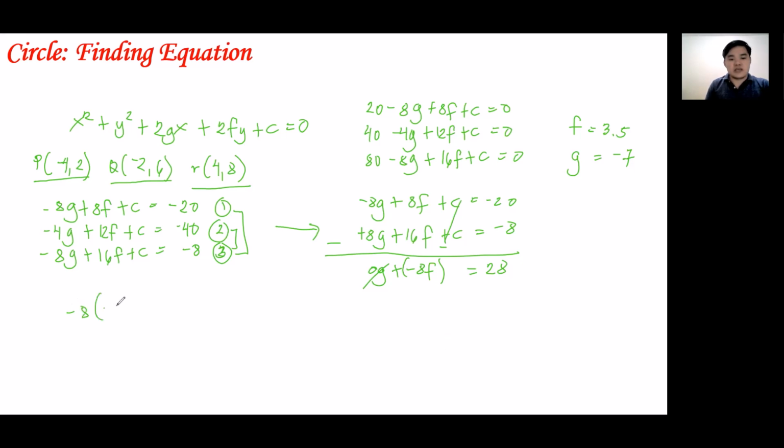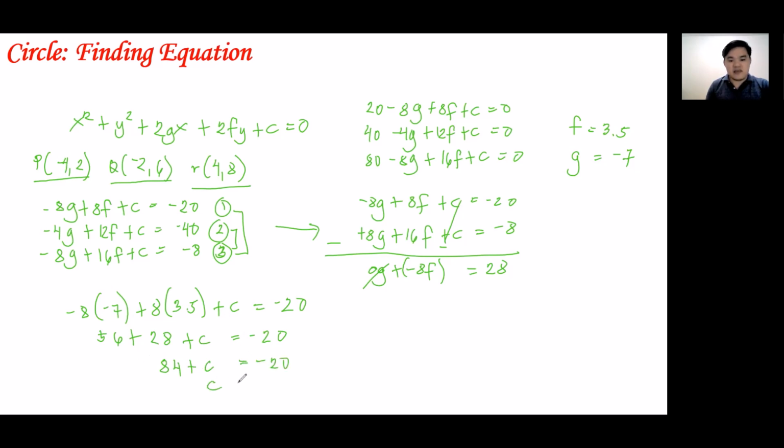So 8, what is our g? Negative 7 plus 8, what is our f? 3.5 plus c is equal to negative 20. So what is 8 times 7? Okay, I think you are very much good with multiplication, right? So this is 56 plus, how about 8 multiplied by 3.5? That is 28. Am I right? Plus c is equal to negative 20. So combining this one, 28 plus 56 is equal to 84. So this is now 84 plus c is equal to negative 20.